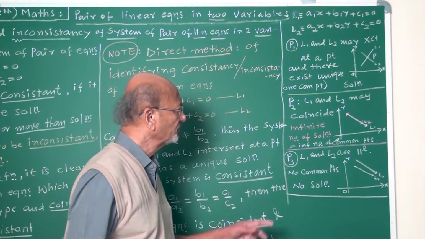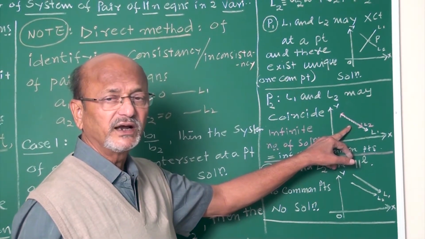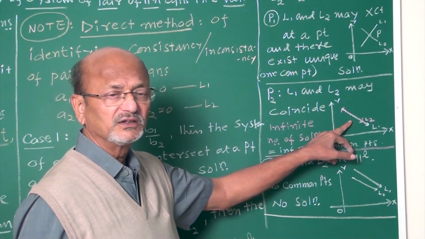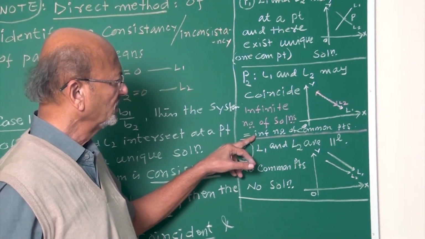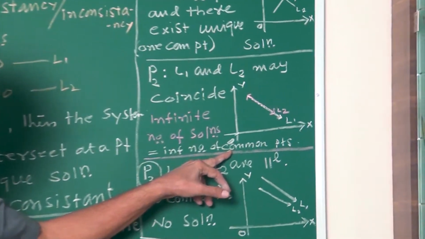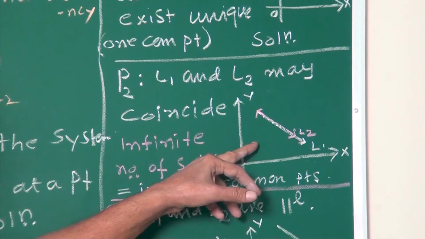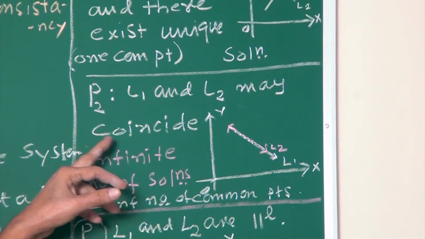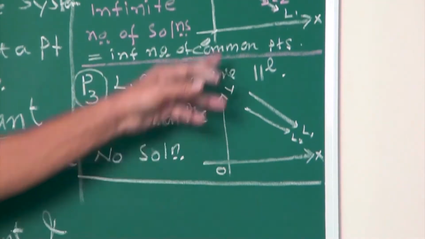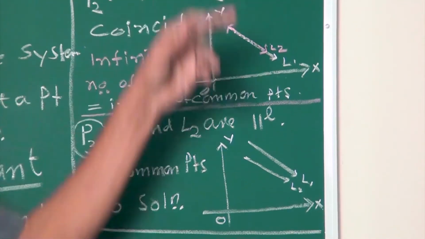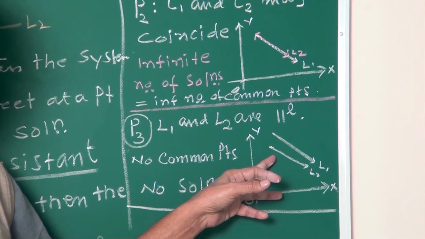Coincident: you observe an infinite number of points are common. Therefore, there exist infinitely many solutions. So the coincident type has an infinite number of solutions. What is the third case? Not coincident, not intersecting, which means the lines are parallel. That is the third possibility.